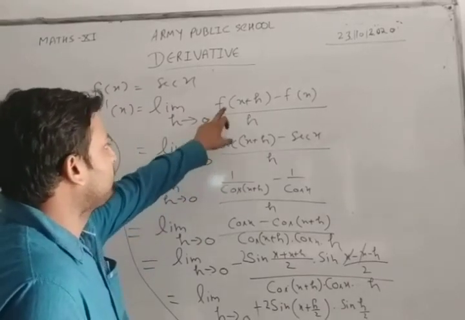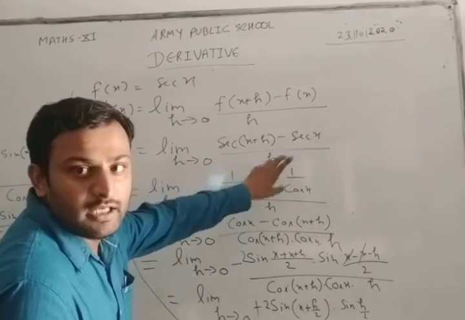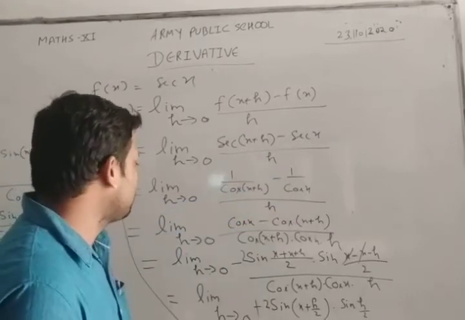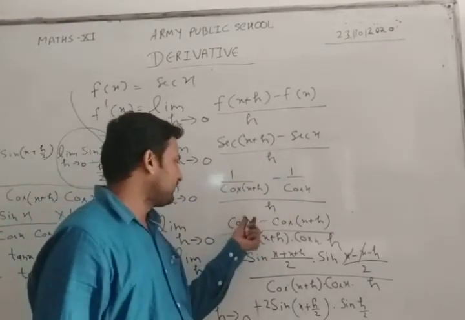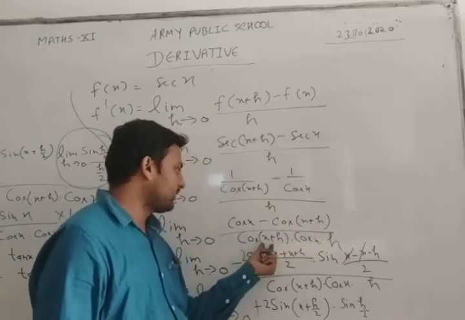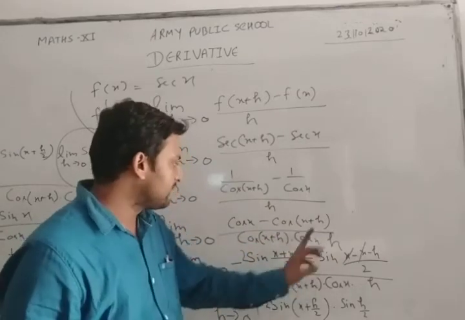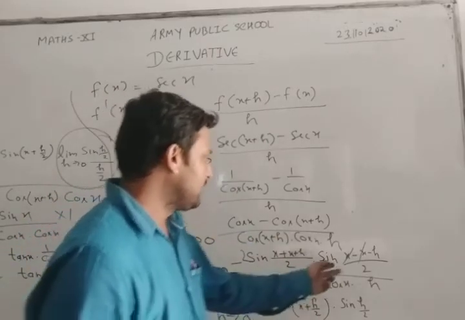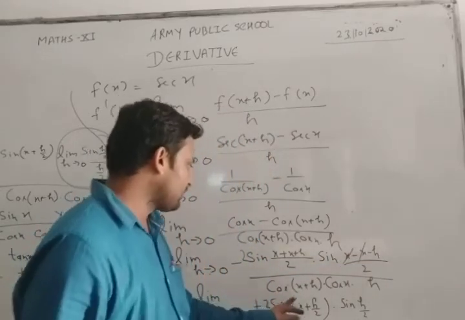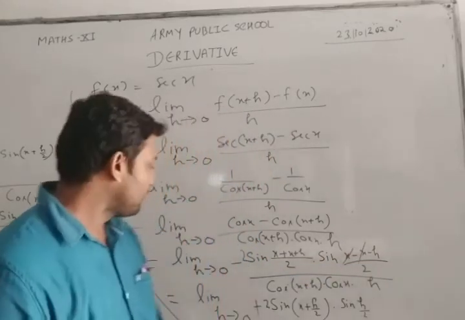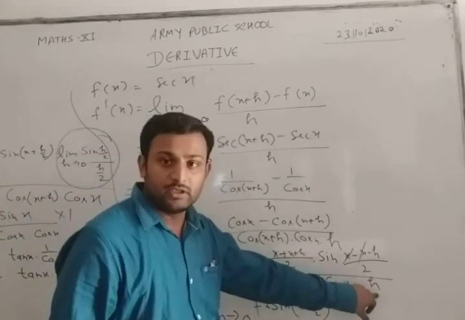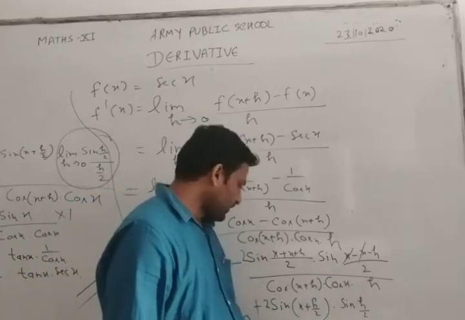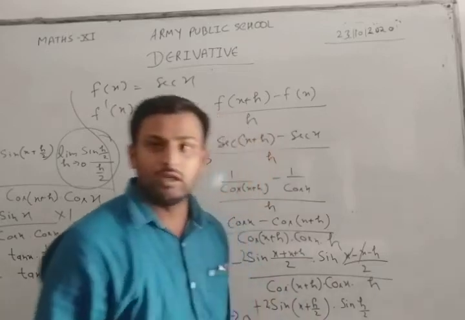Look at again what we have done. Sec x plus h minus sec x by h, limit h tends to 0, 1 by cos x plus h minus 1 by cos x, h. Limit h tends to 0. Take LCM, we get cos x minus cos x plus h divided by cos x plus h into cos x and this h. Now the formula of cos c minus cos d is minus 2 sin c plus d by 2 into sin c minus d by 2 divided by cos x plus h into cos x and this h. Now this 2 will be set in the denominator of h. We write 2 sin x plus h by 2 sin h by 2 over cos x plus h into cos x into h.